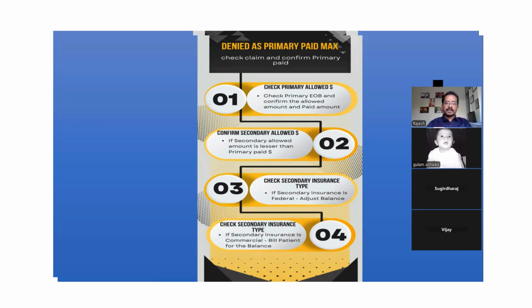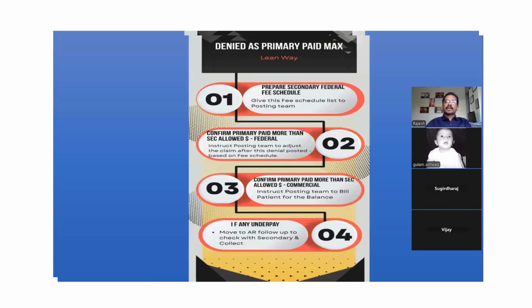So what lean methodology can we incorporate? The point here is that putting an AR resource on this particular denial becomes a very costly affair. You won't get the ROI of the AR salary against what you're going to collect from this denial. So what can we do in lean? In the lean way, you prepare the secondary federal fee schedule. If your practice has Medicaid as a major secondary, you download the Medicaid fee schedule and give it to the posting team. This work can be completed by the payment posting team itself.